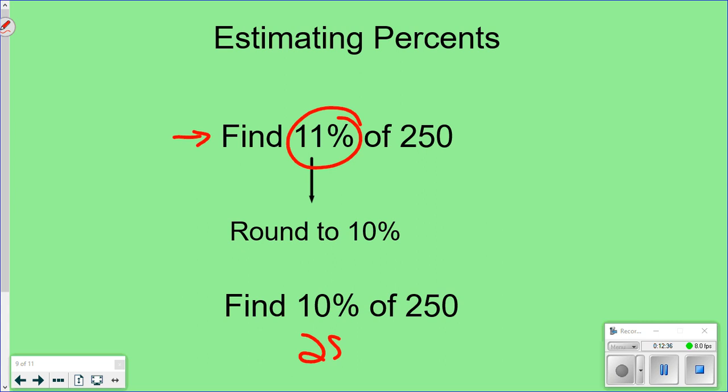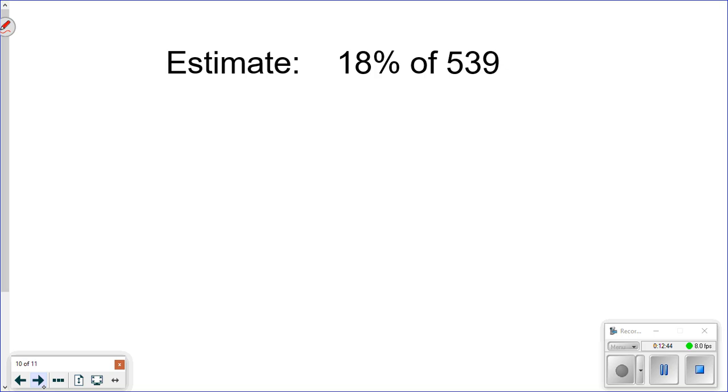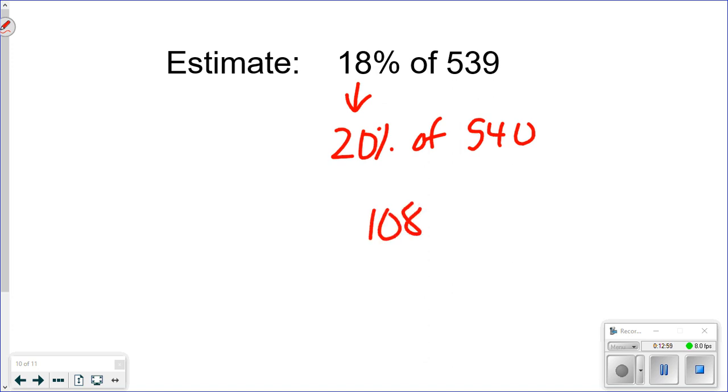You could do it right in your head. Even if this was a weird number, maybe if this was 253, round this too. Make it super simple. So in this example, I would estimate this at 20% of 540. And you could easily do this by saying, okay, I know 10% is 54, times 2 would be 108. Figure that out without using my calculator, without setting up a proportional equation.